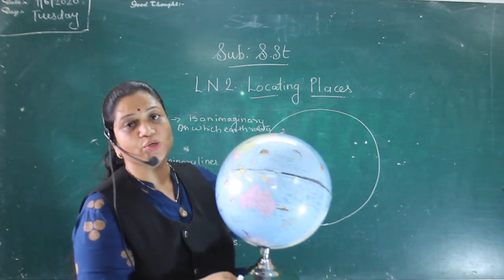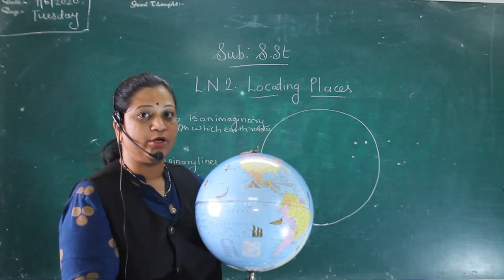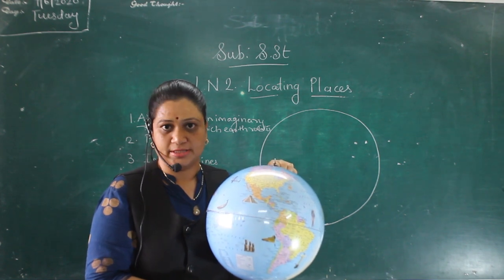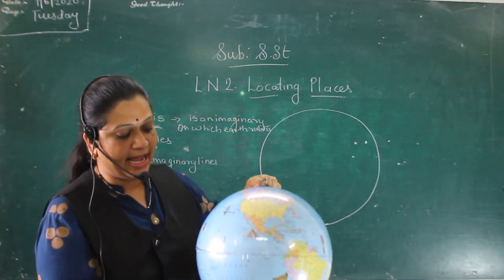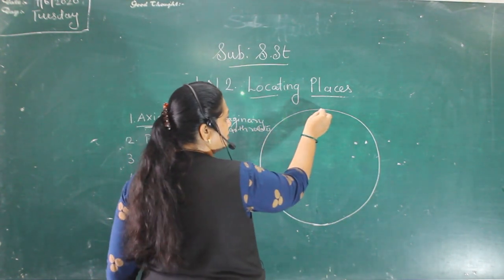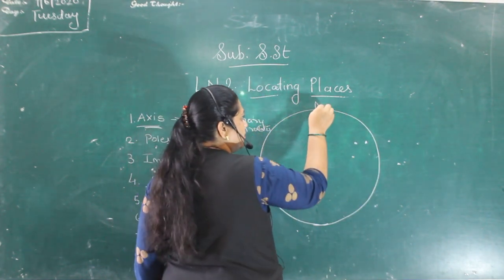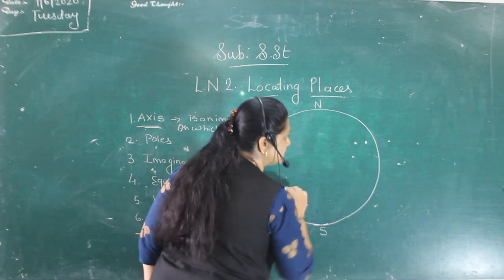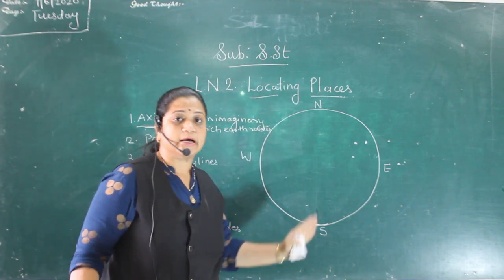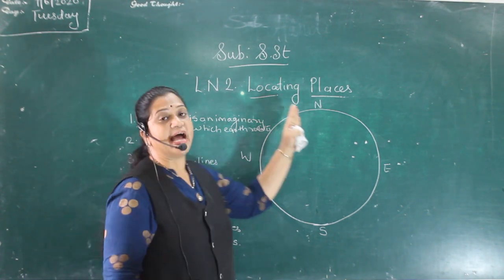Now what other things can you see on the globe? In the earlier chapter, the first important thing you studied is the directions. Yes or no children? We have to see the directions. Now see here, with the help of the blackboard I will teach you. For example, this is our globe. This is north, south, east and west. So what are north, south, east, west? These are the four main directions.